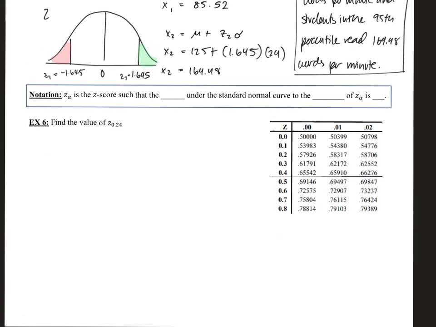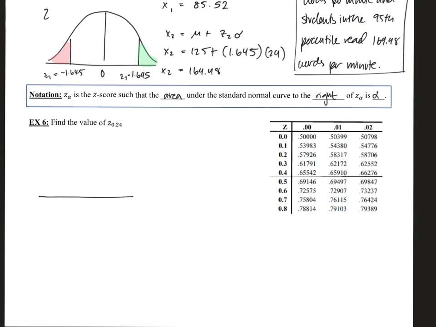So now some notation. The notation z sub alpha is a z-score such that the area under the standard normal curve to the right of z sub alpha is alpha. Okay, so let's take a look at this. Find the value of z sub 0.24. So what are we looking at here? We're trying to find the area.